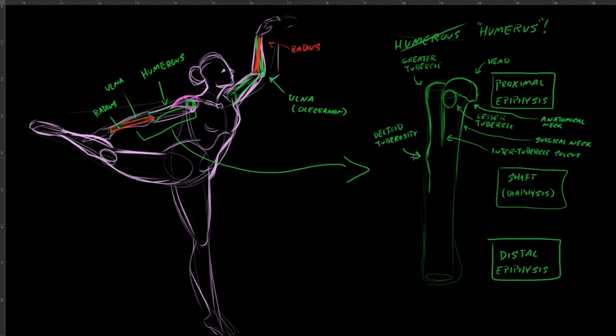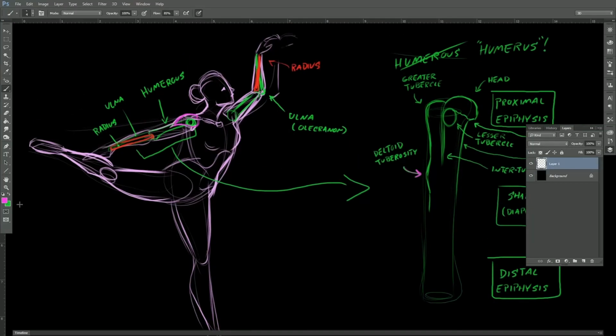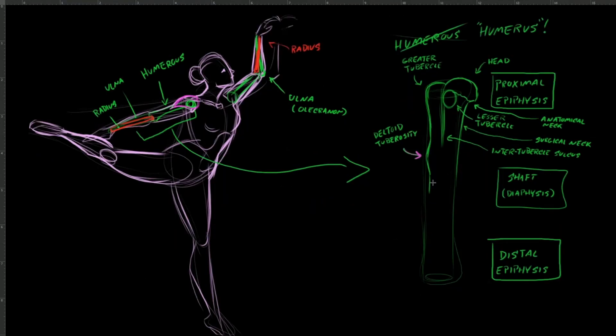The bump on the lateral side of the humerus, about a third of the way down the shaft, is called the deltoid tuberosity. As you might expect, this is where the triangular deltoid muscle connects. Now let's take a look at some of the features found on the distal epiphysis. This is where the humerus articulates with both the radius and the ulna.